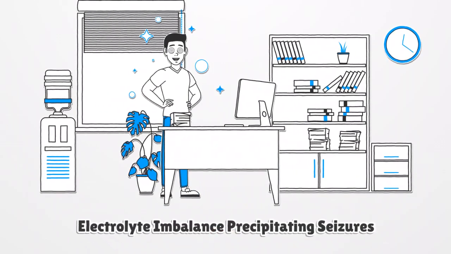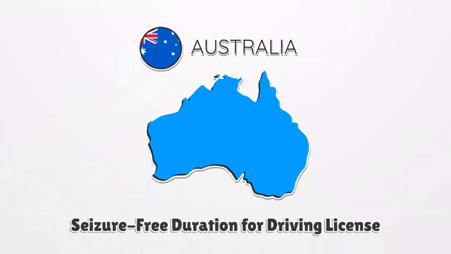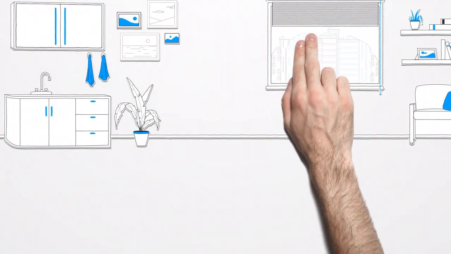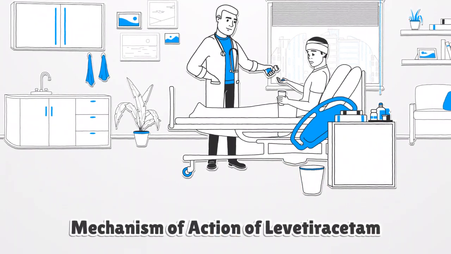Hyponatremia. For how long should a patient be seizure-free before considering a driving license application in Australia? 12 months. What is the primary mechanism of action of levetiracetam? Modulates synaptic vesicle proteins.